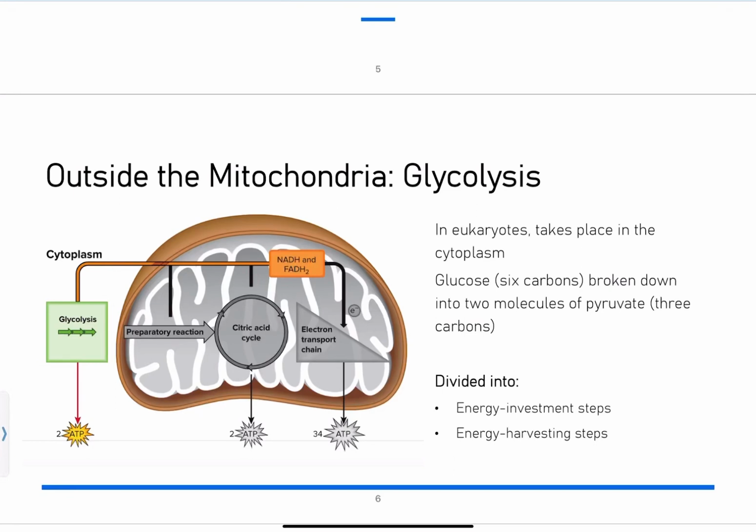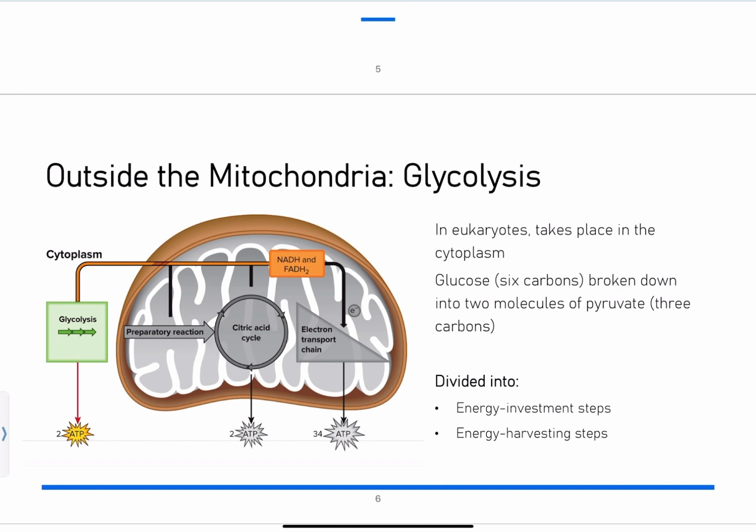So let's talk more about glycolysis. This is the first phase of cellular respiration, and just as a reminder, it takes place in the cytoplasm, meaning it takes place outside of the mitochondria. It is an anaerobic process, meaning it doesn't require any oxygen, and it's also going to serve as the foundation for both aerobic and anaerobic respiration.